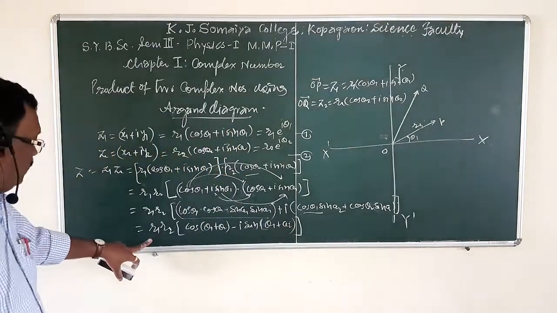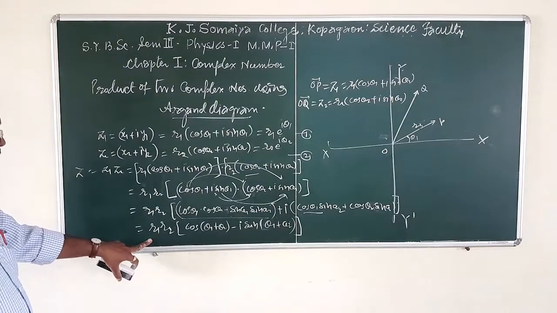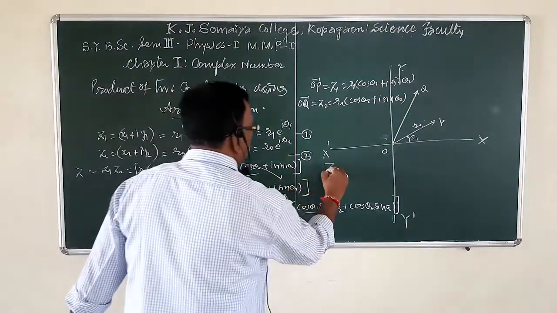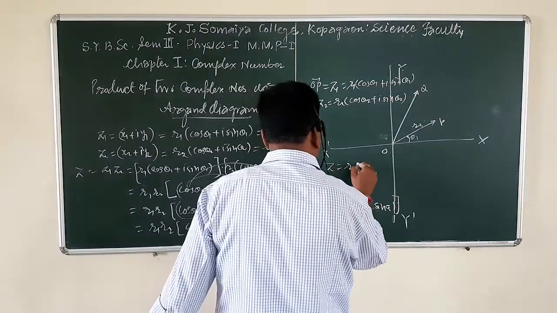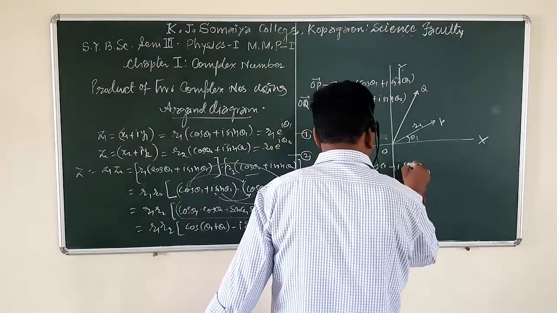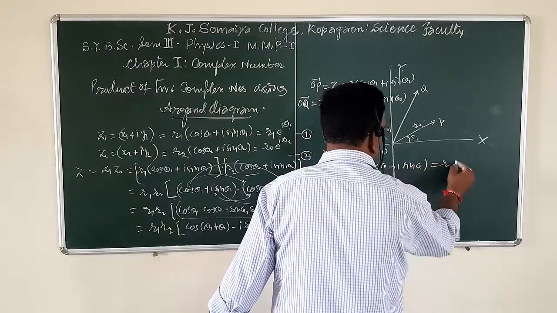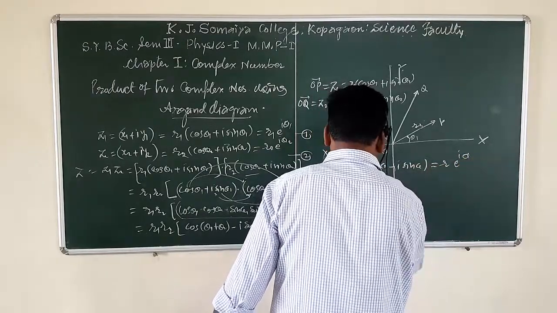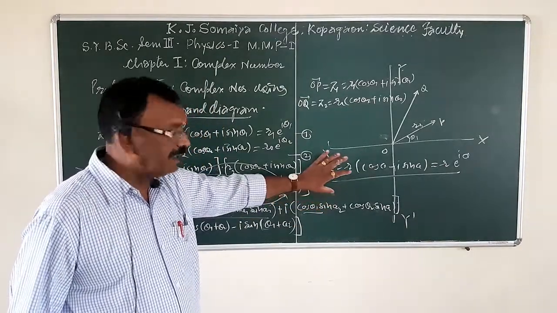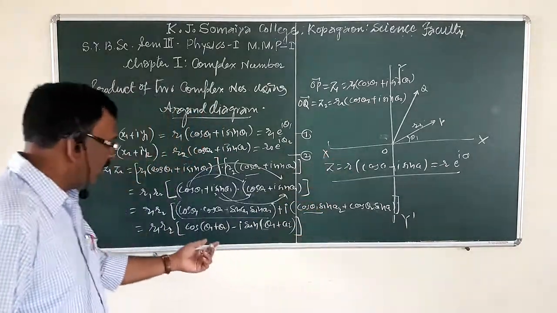But we know that the complex number in exponential form is z = r cos theta + i sin theta, which is nothing but r e^(i theta). This is the general exponential form of a complex number.